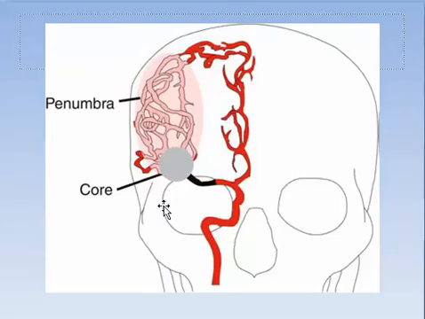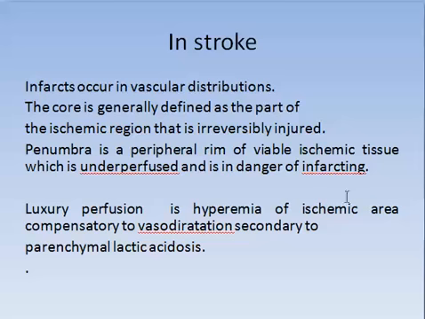We remember the core and the penumbra. Core is irreversible damage, penumbra is salvageable, and luxury perfusion is the hyperemia due to compensatory vasodilatation.